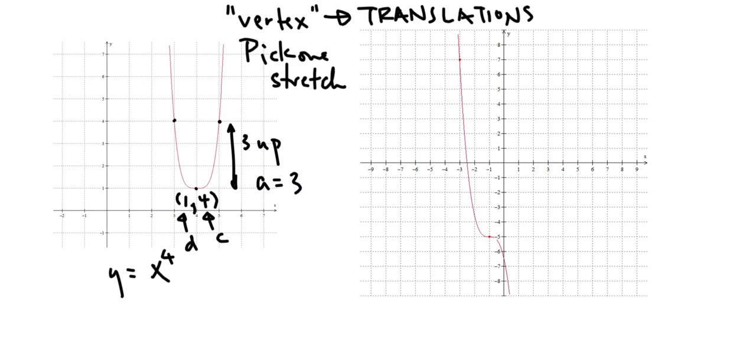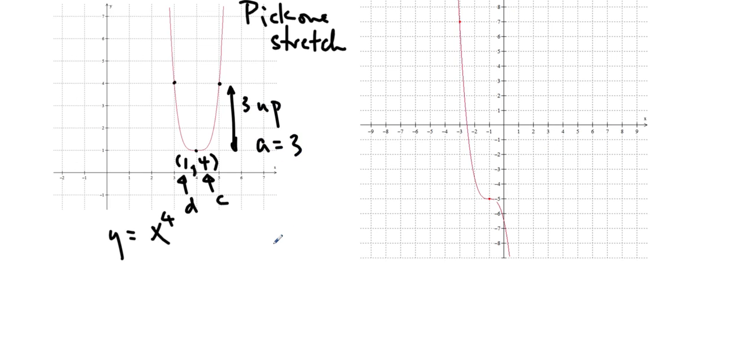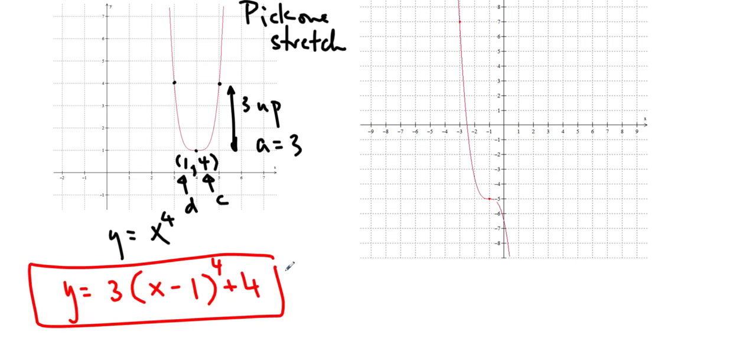And that's it. You should just check to see if it should be negative or positive. Obviously it's positive because we're opening upwards. So the equation is y equals 3 times (x minus 1) to the 4, because I'm using the 4, quartic, plus 4. And that's it. Okay, so don't make it more complicated than it is. It really isn't a lot of work.